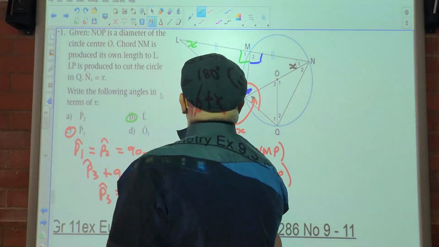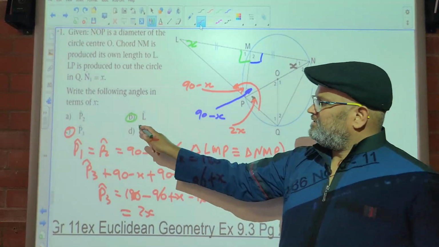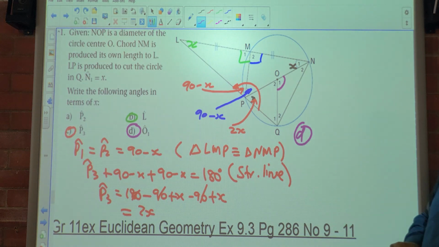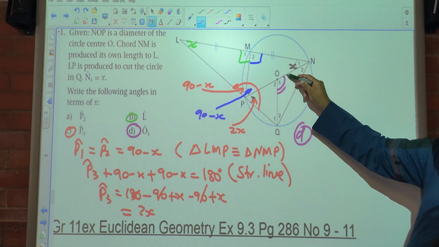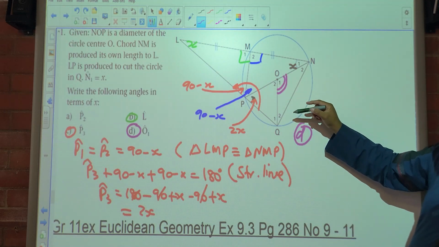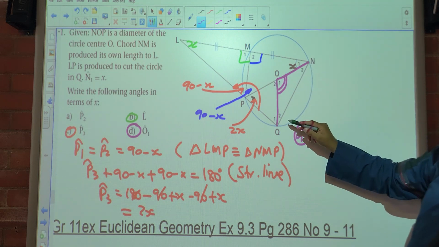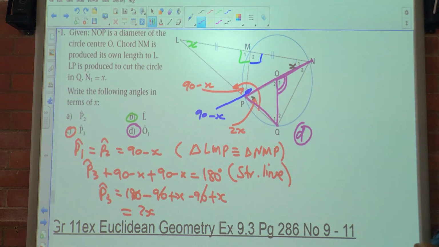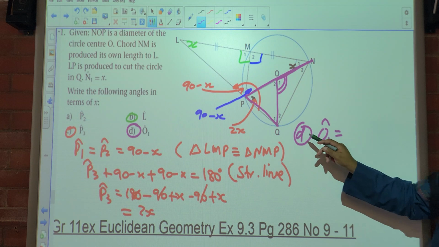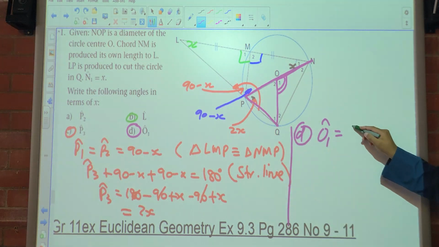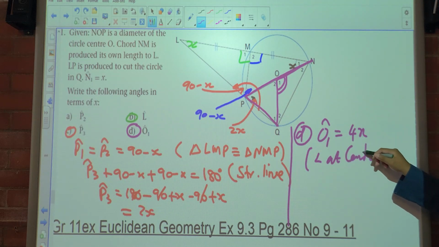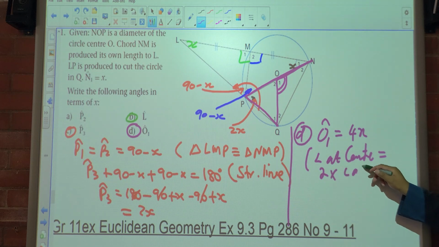And the last question, D. They ask you for O1. How are you going to calculate O1? This is not the central angle. So what do I say? Angle at center twice angle at circumference. Can you see that, people? So angle O1 is equal to 2 times 2x, which is 4x. Why? Angle at center is equal to 2 times angle at circumference.